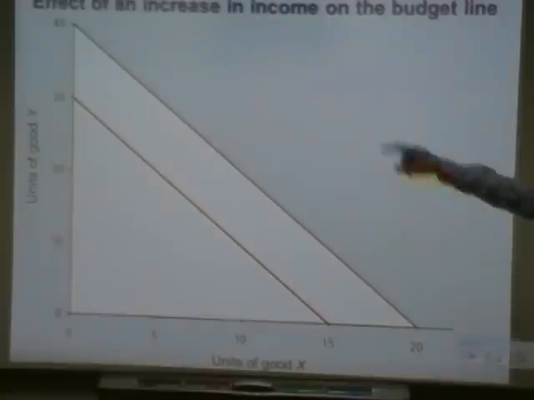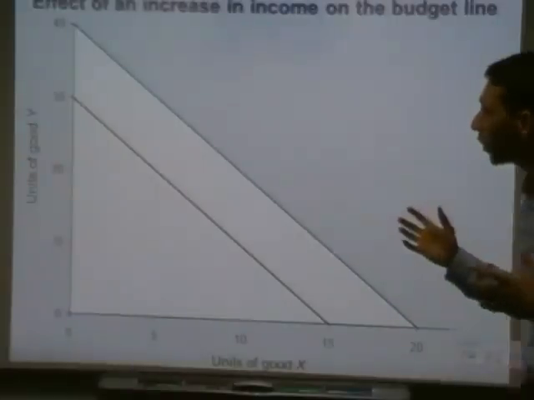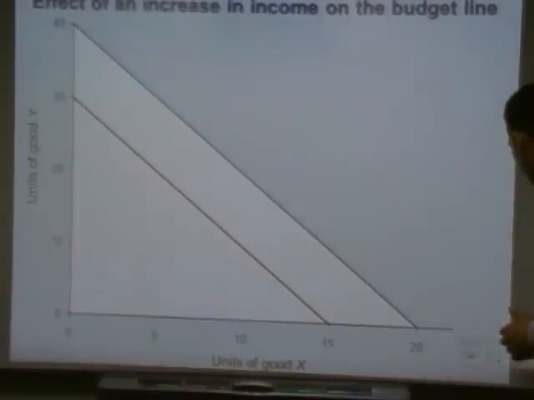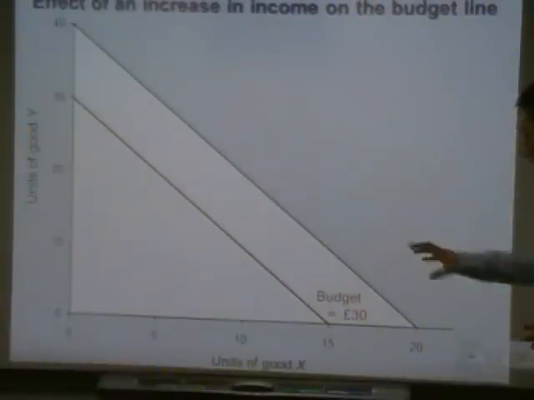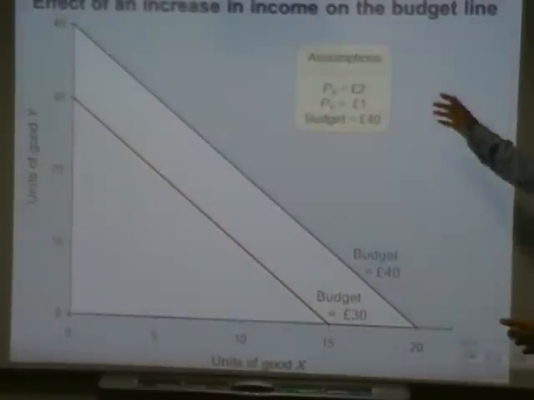Where 40 is the new income, new budget. So from budget 30, the red line is your budget line. When budget is equal to 40, the blue line is your new budget line, where the assumptions are price of X is 2 and price of Y is 1.